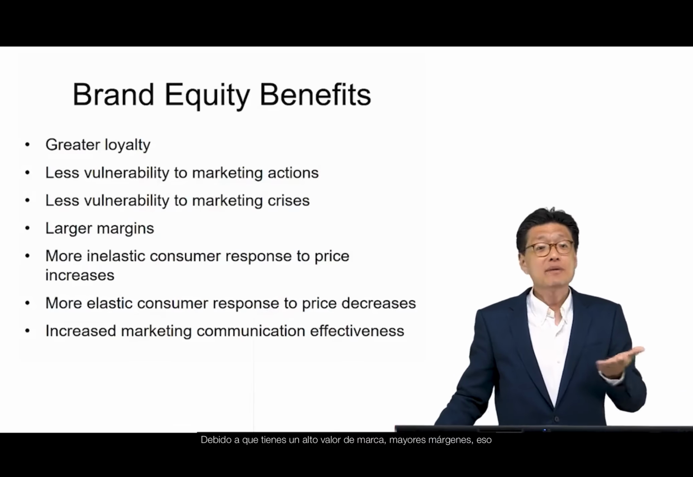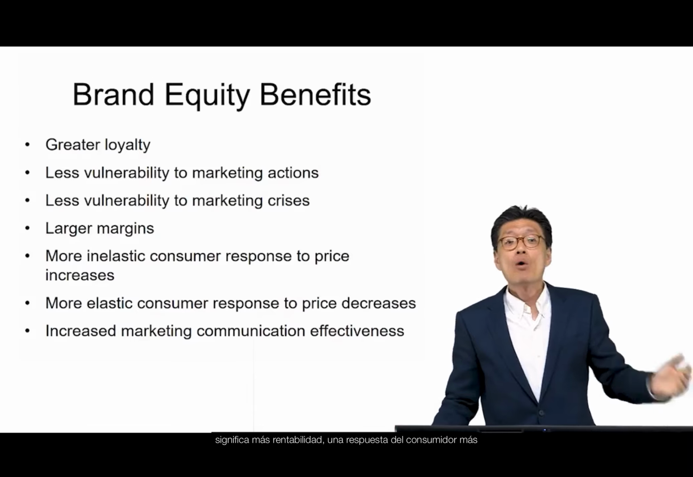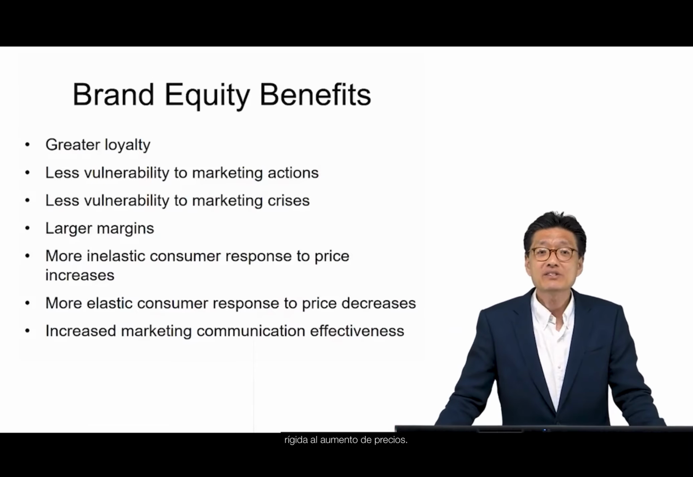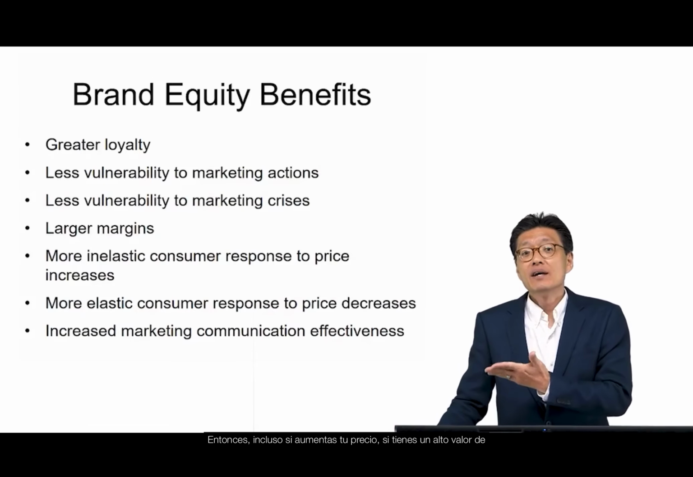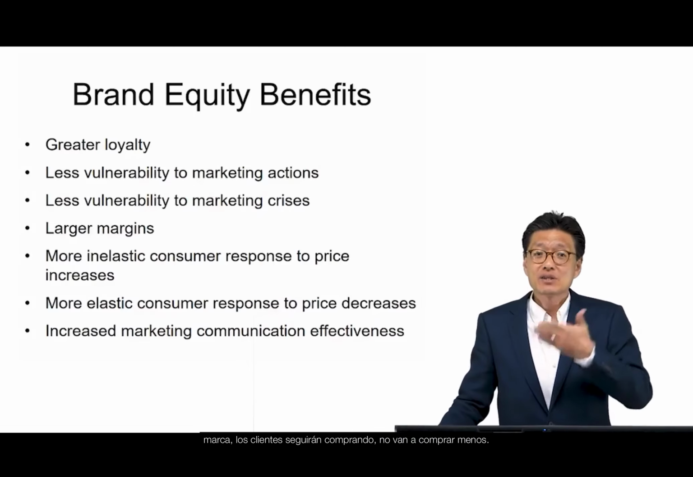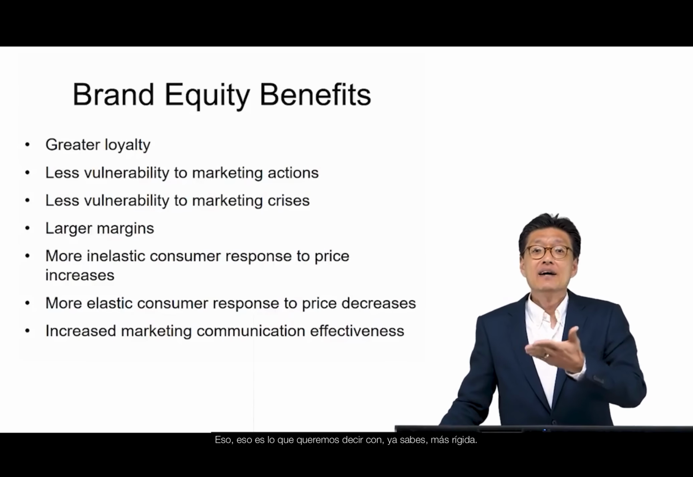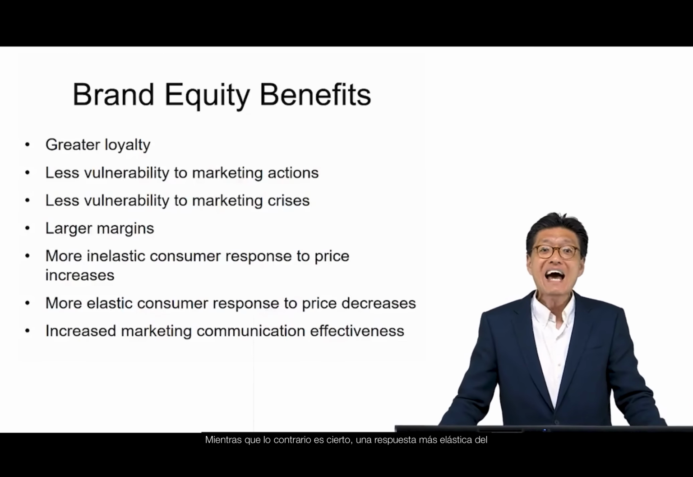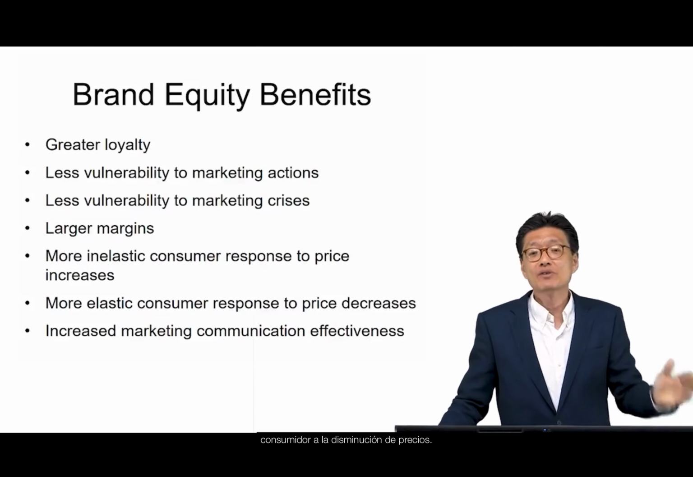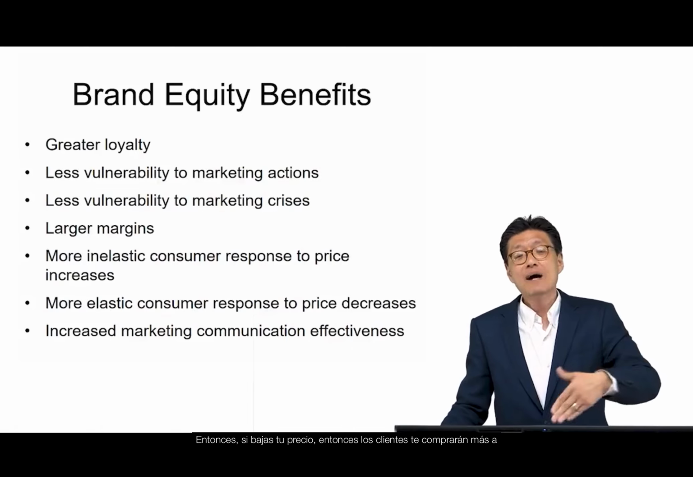Larger margins, that means more profitability. More inelastic consumer response to price increase. So even if you raise your price, if you have high brand equity, customers are still going to buy. They're not going to buy less. That's what we mean by more inelastic. Whereas the opposite is true, more elastic consumer response to price decrease.